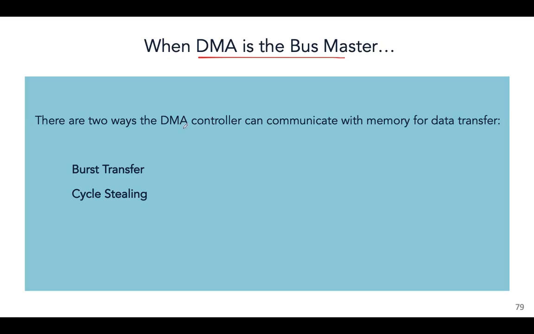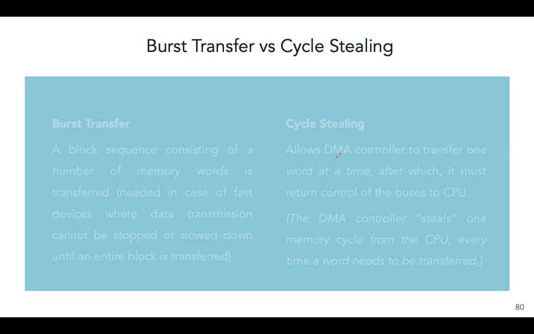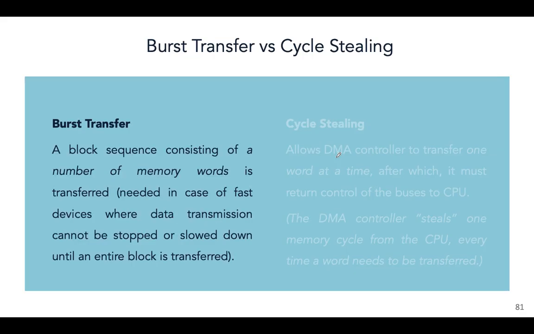There are two ways the DMA controller can communicate with memory for data transfer: either through burst transfer or through cycle stealing. So let's see what these two mean. Burst transfer versus cycle stealing. In burst transfer, a block sequence consisting of a number of memory words is transferred, right? So an entire chunk of memory words is transferred. This is needed in the case of fast devices where data transmission cannot be stopped or slowed down until an entire block is transferred. So we're not going to transfer the data bitwise now. Entire chunks of memory will be transmitted one chunk at a time in bursts. That's why it's called burst transfer.